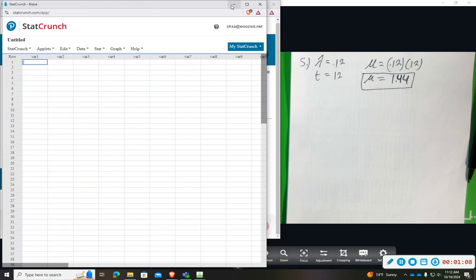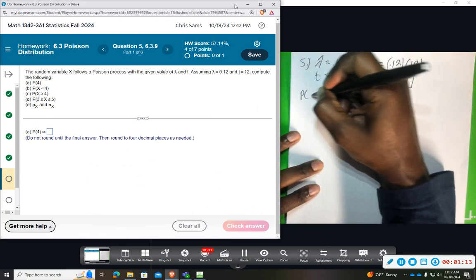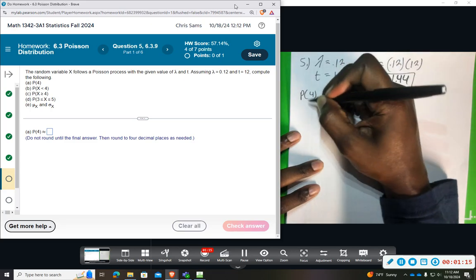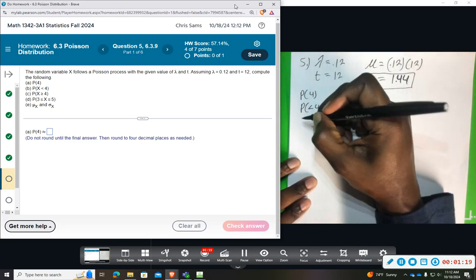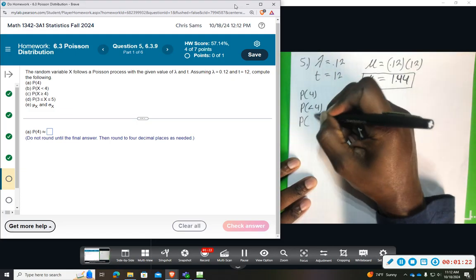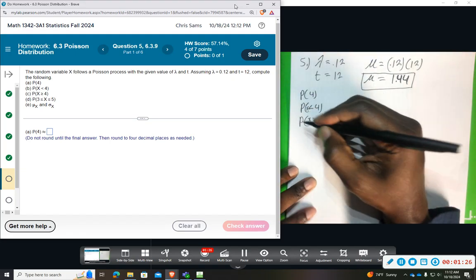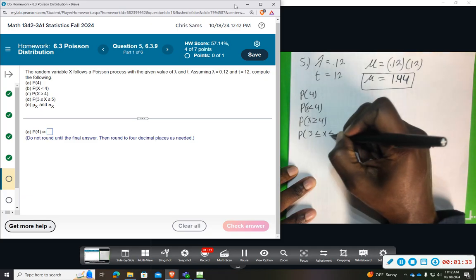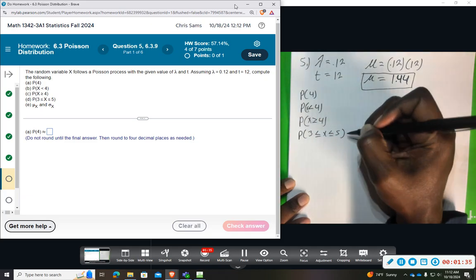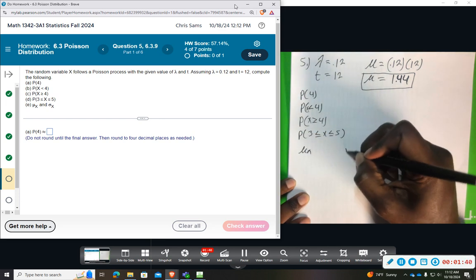And I guess I need to write all of those down. Again, we want to find the probability of 4, probability of less than 4, probability x is greater than or equal to 4. We want to find probability between 3 and 5. And we're going to find the mean and the standard deviation.